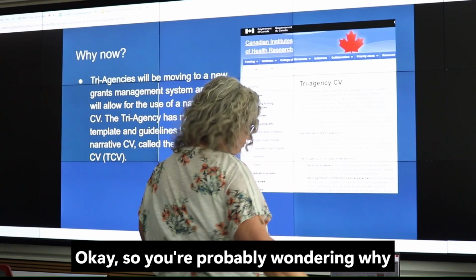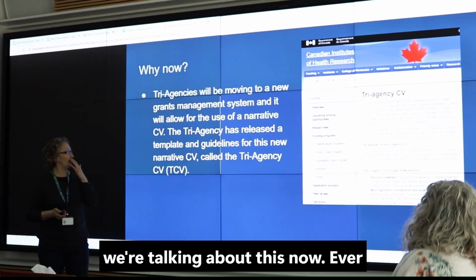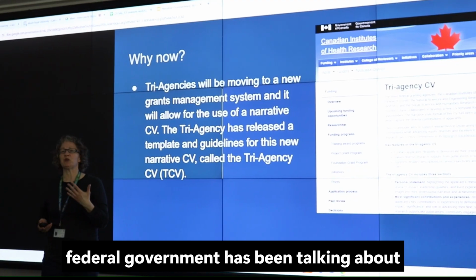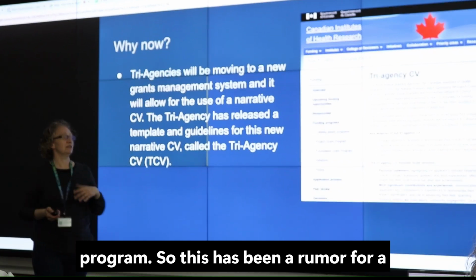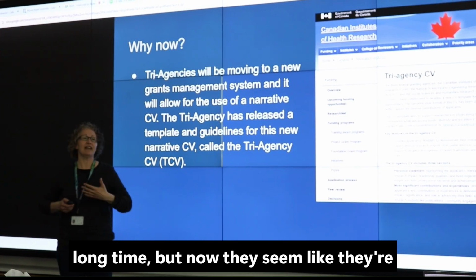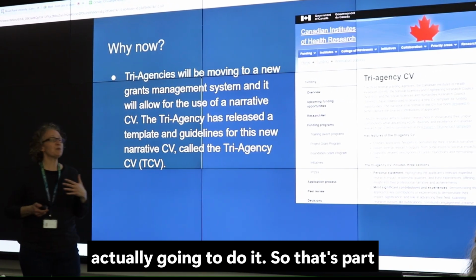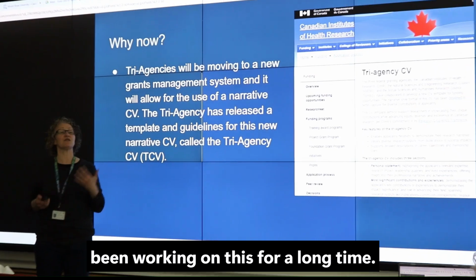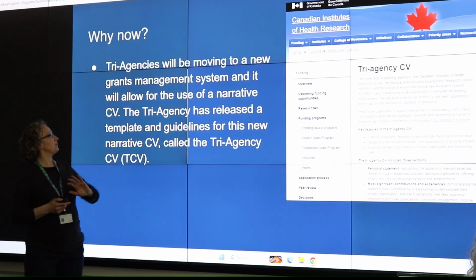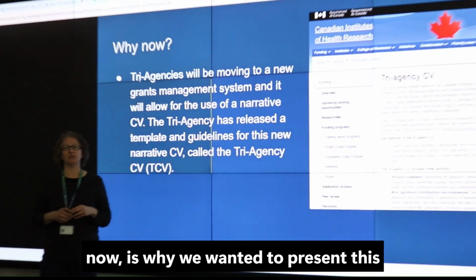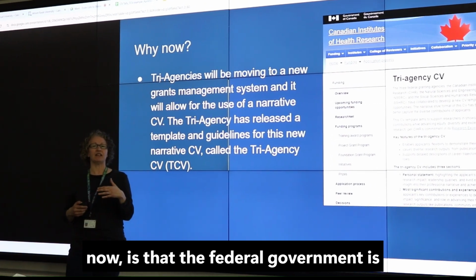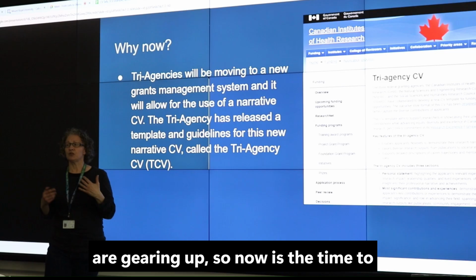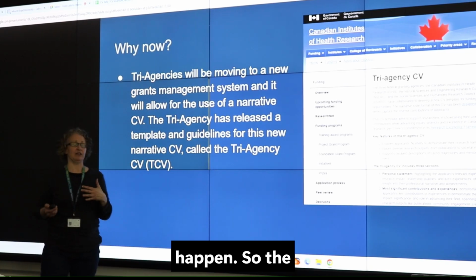Oh, it worked. Okay, so you're probably wondering why we're talking about this now. Ever since I started in research administration in 2011, the federal government has been talking about bringing in a new grants management program. This has been a rumor for a long time, but now they seem like they're actually going to do it. That's part of the reason we still don't have set-in-stone timelines, because they've been working on this for a long time. That's the best we can give you right now, and it's why we wanted to present this now: the federal government is gearing up, and institutions across Canada are gearing up. So now is the time to become aware that this is going to happen.